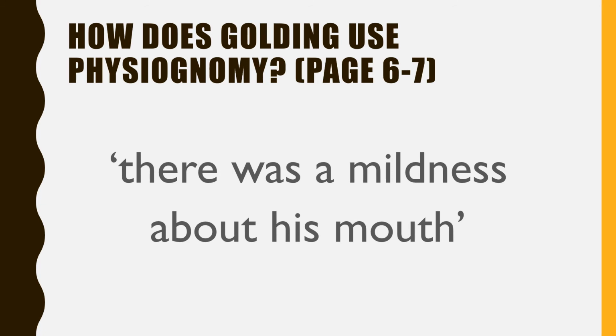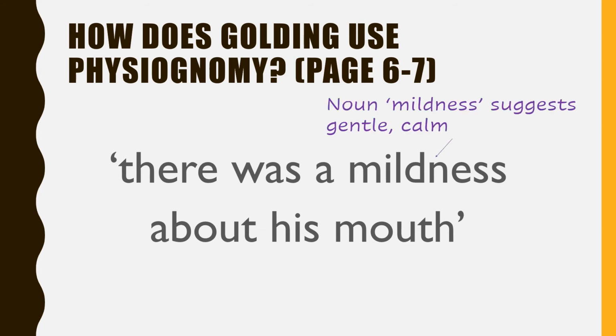So, I'm going to show you how I've annotated this quotation, specifically looking at physiognomy, then there's an opportunity for you to do the same. So one of the early descriptions we have about Ralph, and this is Golding describing Ralph's looks, is we're told that there was a mildness about his mouth. There was a mildness about his mouth. And I'm just going to show you some of the annotations that I've got for that quotation.